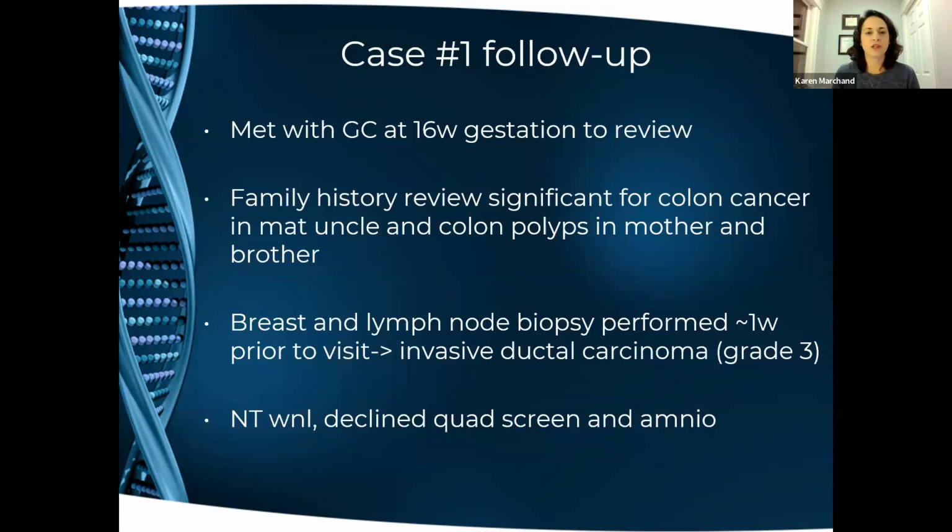This patient met with a genetic counselor at 16 weeks to review this result. The family history review, which we do for every patient, was significant for colon cancer in a maternal uncle and colon polyps in the patient's mother and brothers. So certainly suspicious for a hereditary predisposition for cancer.